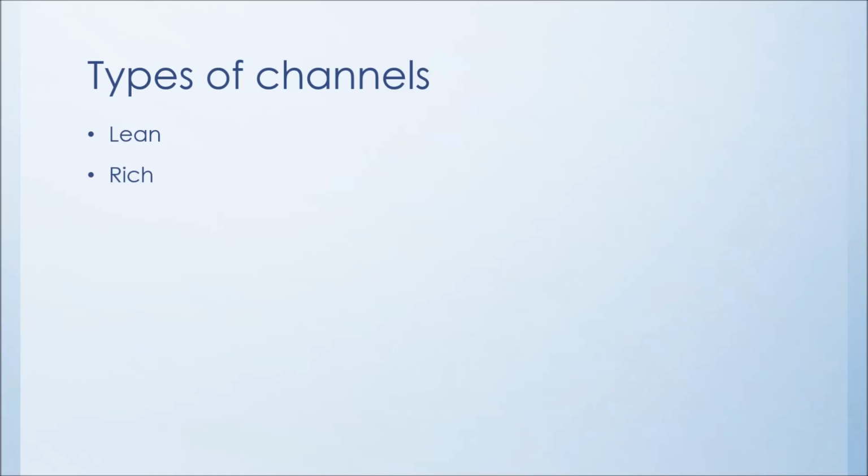Remember that the channel is the vehicle that carries the message, and we describe channels as being either lean or rich. So think of a lean channel as being a very skinny pipeline and a rich channel as being a very fat pipeline. And the difference is how many cues they can carry. So, for example, a lean channel carries very few cues for you to use to interpret the message. So, for example, if I leave you a note that says, buy milk, that note is a very lean channel. Other than the piece of paper and the words on it, you have no other cues for interpreting that message.